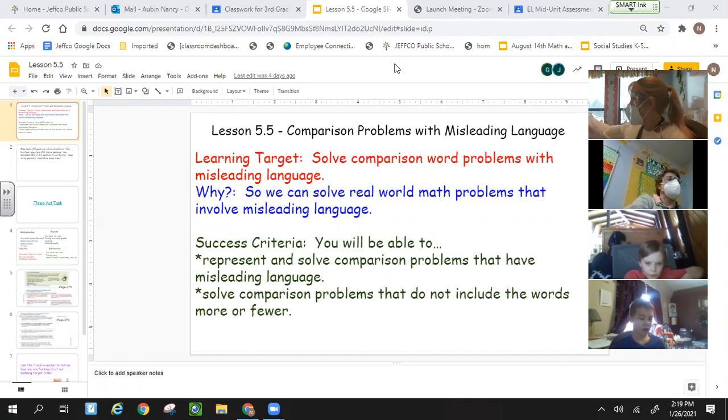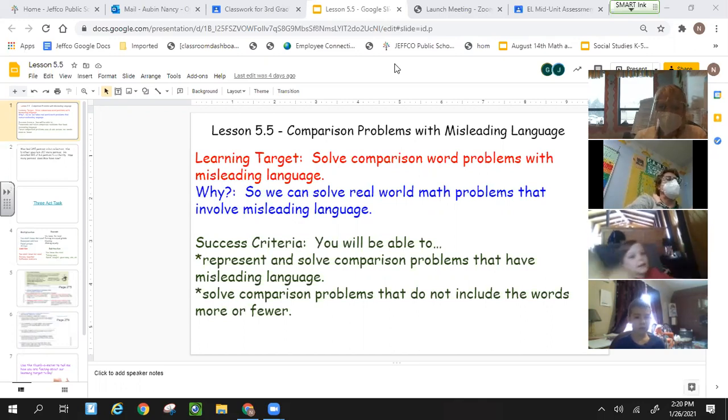So close your math workbook, please. Max, you don't need your math workbook. You need your math spiral.